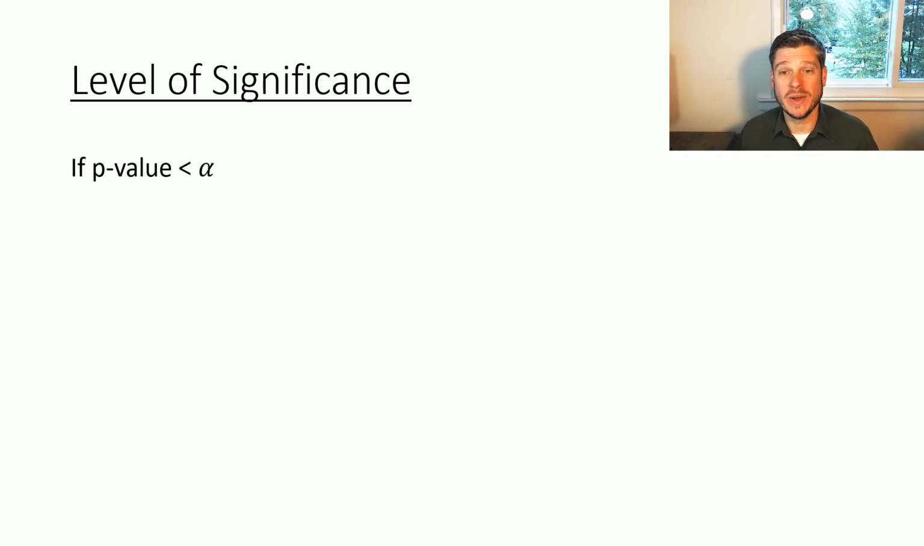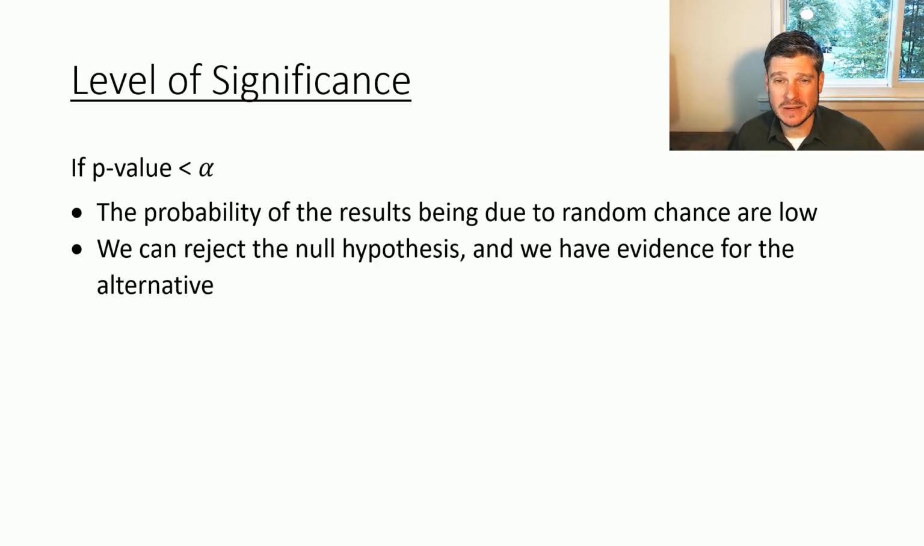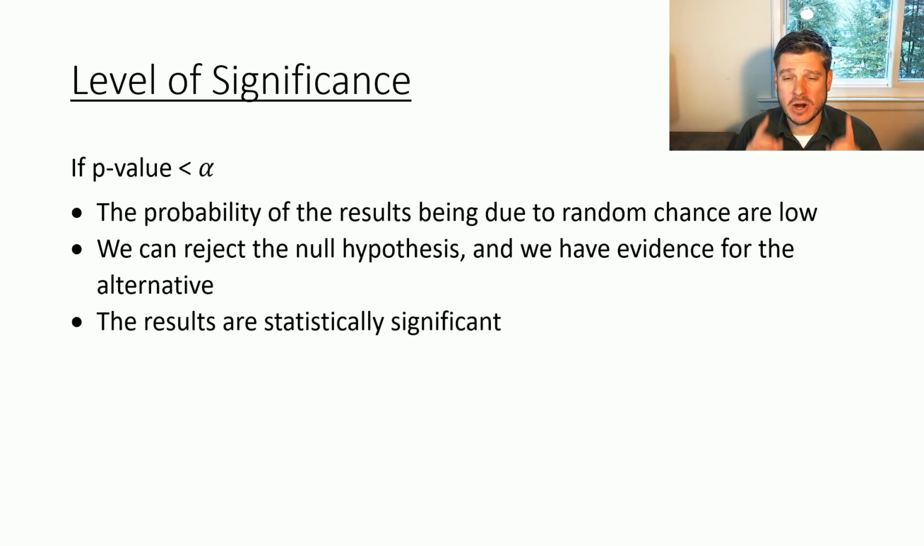Now, the way this ties into retaining or rejecting our null: if our p-value is less than alpha, if our p-value is smaller than our level of significance, this means that the probability of our results being due to random chance is low, right? P-value is probability, so a low probability means there's a very low chance that it happened randomly, which means I can reject my null hypothesis. We have evidence for that alternative, and this is when we say our results are statistically significant.